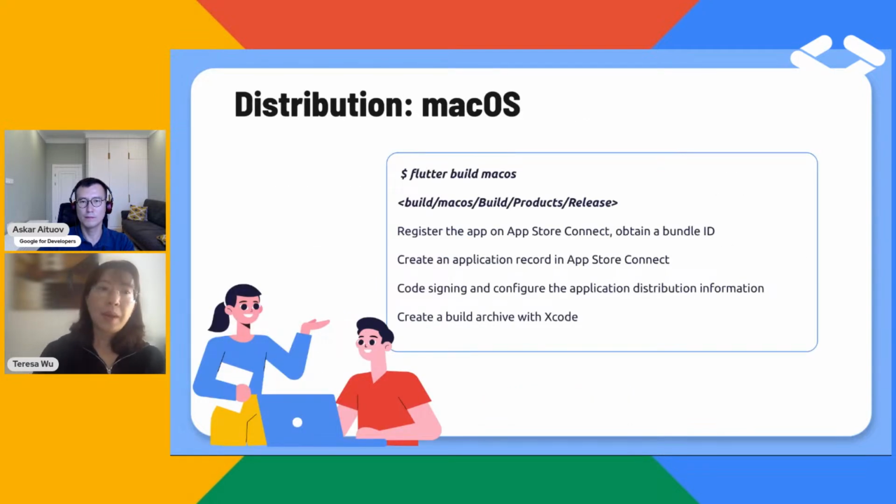Now, once we have our application built in Flutter for desktop, how can we distribute it on desktop? For macOS, here are the steps, but I'm not going to read them line by line. You can register the app on the App Store, create your application, have the code signed, and then just distribute it as usual. This step is very similar to how you distribute your iOS application.